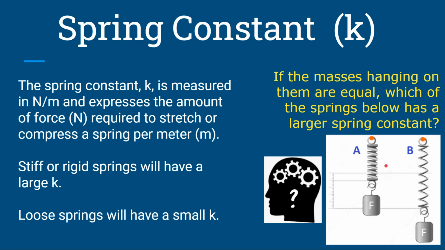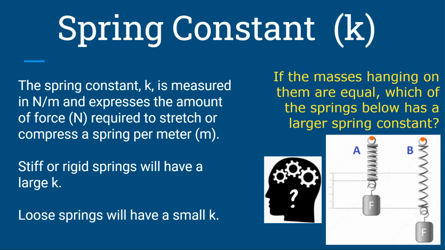So look at the picture, keeping in mind that a larger spring constant, a larger K, means you have a stiff or more rigid spring that's harder to stretch. Which one do you think would be your larger spring constant, A or B? A, because if it's the same mass on each of them, A is obviously harder to stretch out, so it has a larger K value.